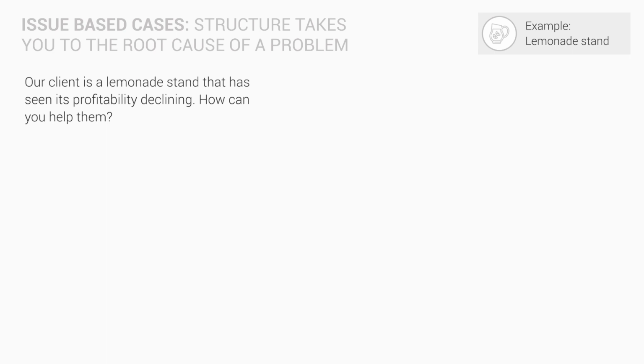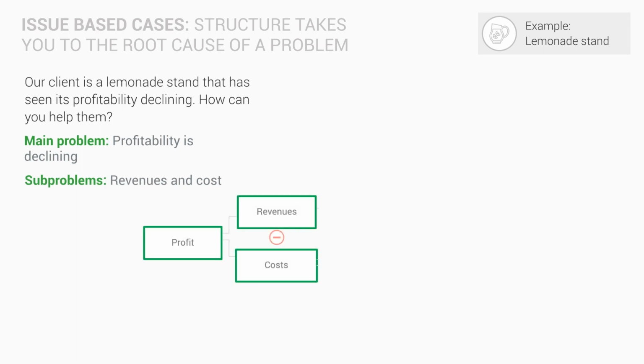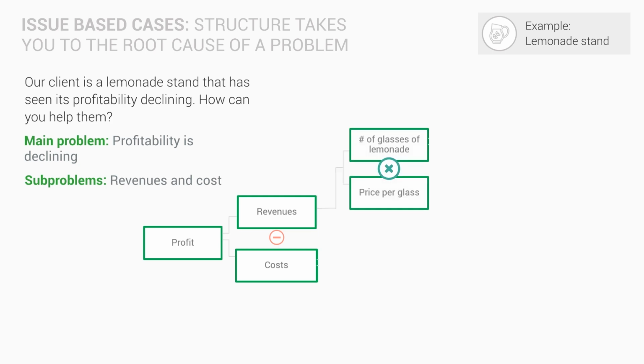These case structures are best handled in an issue tree format. This structure keeps breaking each problem down into further subproblems. The main problem in this case is that profitability is declining. You can break profitability down into revenues minus costs. Let's explore revenues first. Revenues are a function of number of glasses of lemonade and price per glass.